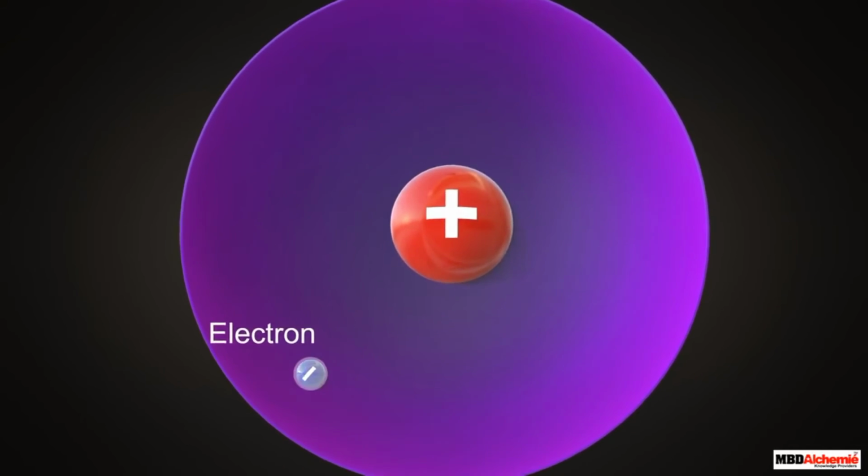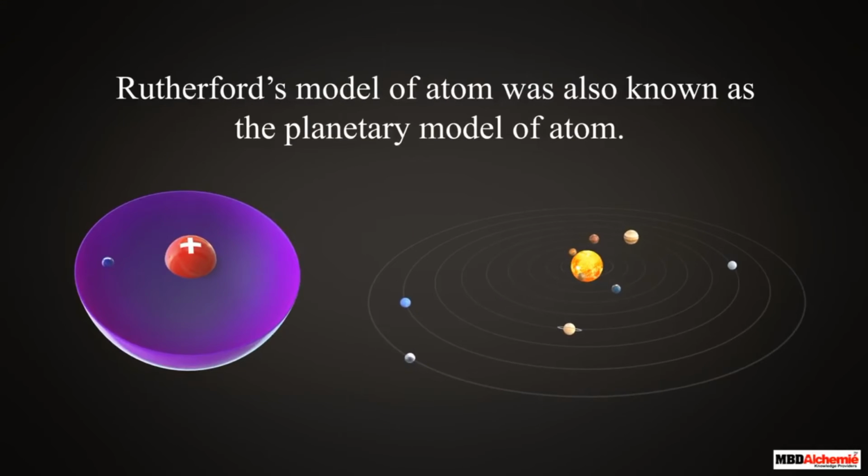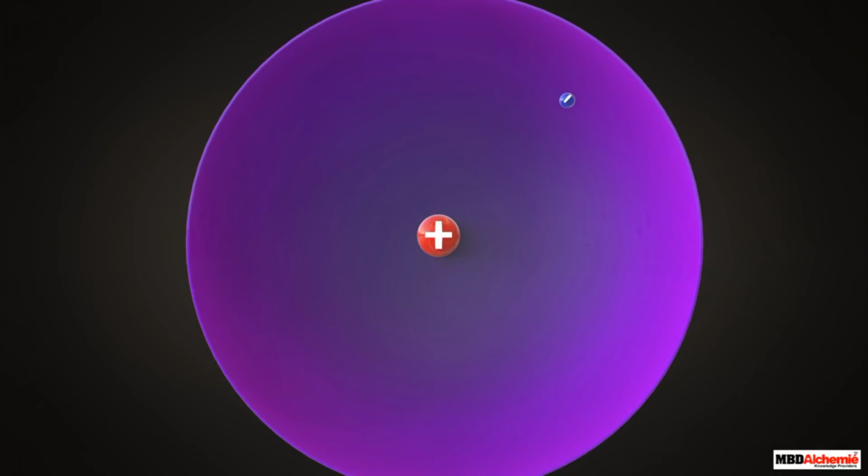This model was also known as the planetary model, as the nucleus of the atom can be compared to a miniature sun and electrons revolving around the nucleus can be compared to the planets revolving around the sun. But this model did not get much acceptance, as it is said that the electrons keep revolving around the nucleus.